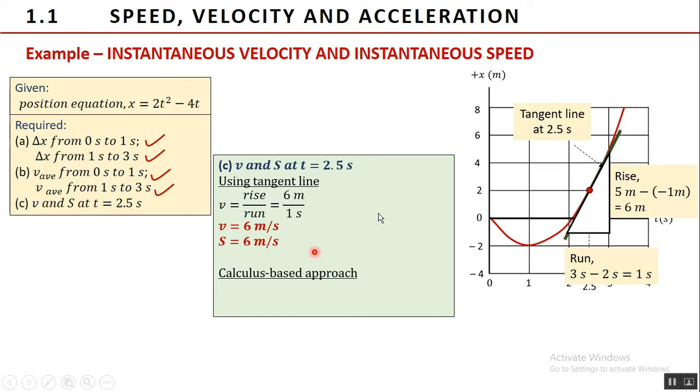If you find this graphical approach tedious, don't worry. Now I will show you an easier approach. Again, we can use the velocity equation we constructed earlier from the first derivative of the position equation, that is v = 4t − 4. We just solve for the value of v when the value of time t is 2.5 seconds. So we also get the value 6 meters per second.